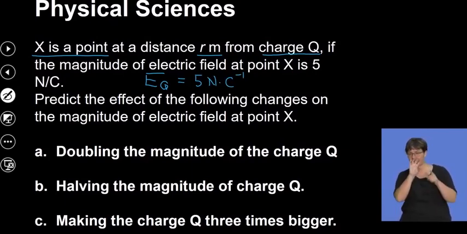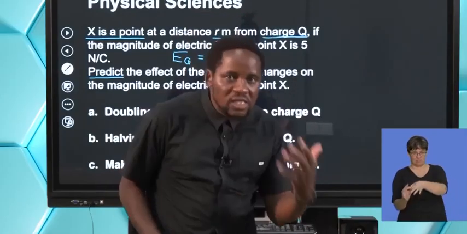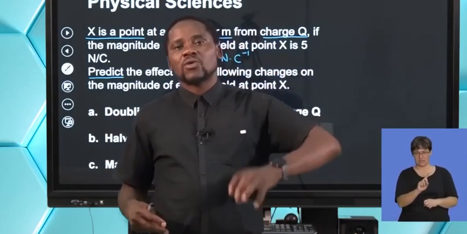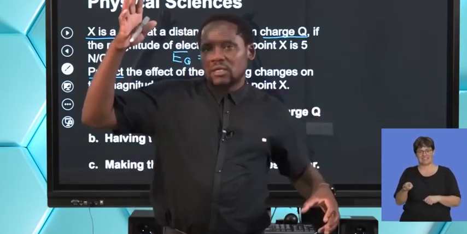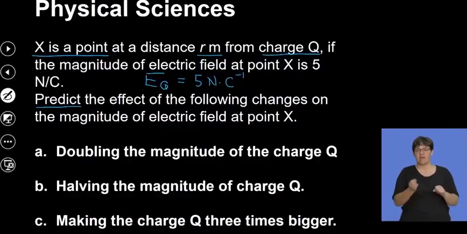So it says here, predict: predictions, predictions, and more predictions. And these predictions, as we have grown to understand, talk about the relationship that exists between physical quantities. So now we are exploring the effect of changing the magnitude of the charge on the electric field at a point. It says: predict the effect of the following changes on the magnitude of electric field at point X. Now, we double the magnitude of electric charge, Q.